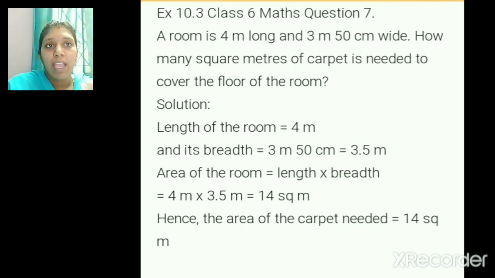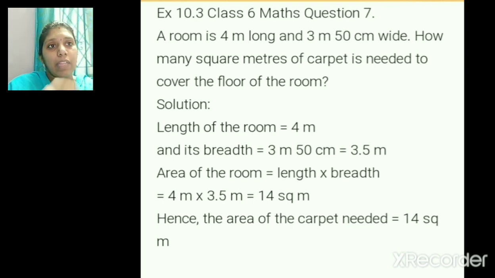Now area we have to find. It's clear from the question. Now long, 4 meter long. So what is that 4 meter? Length. Okay, and 3 meter 50 centimeter wide is the width or breadth of that room. Now before finding the area of the room, what we have to do? Length is in meter, and breadth or width is in meter and centimeter. So that centimeter we have to convert to meter first.